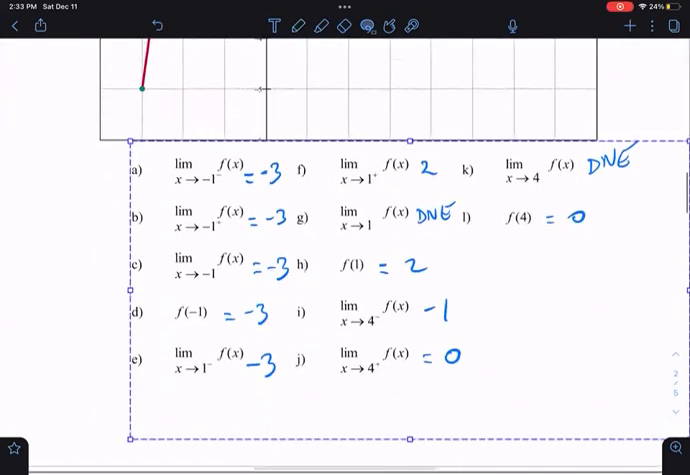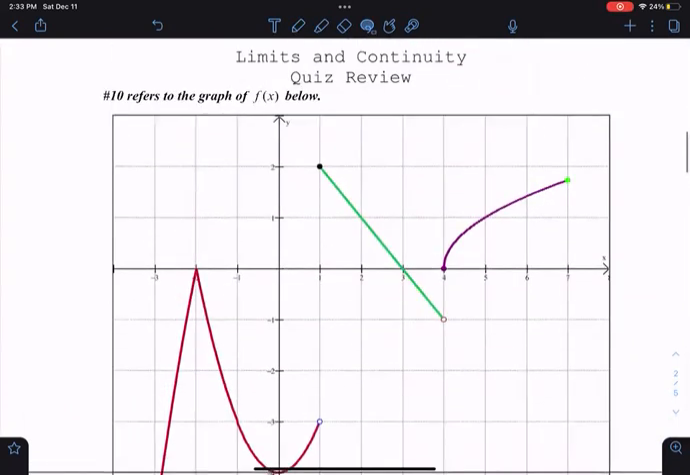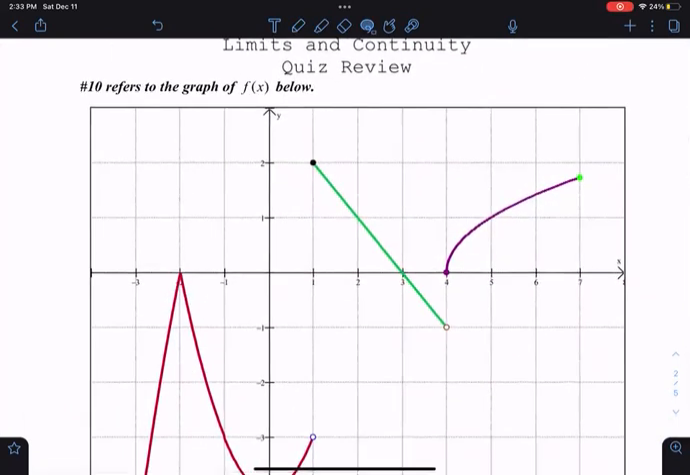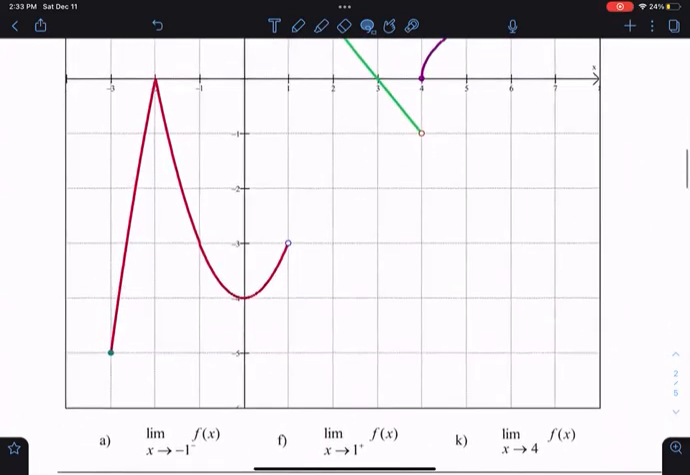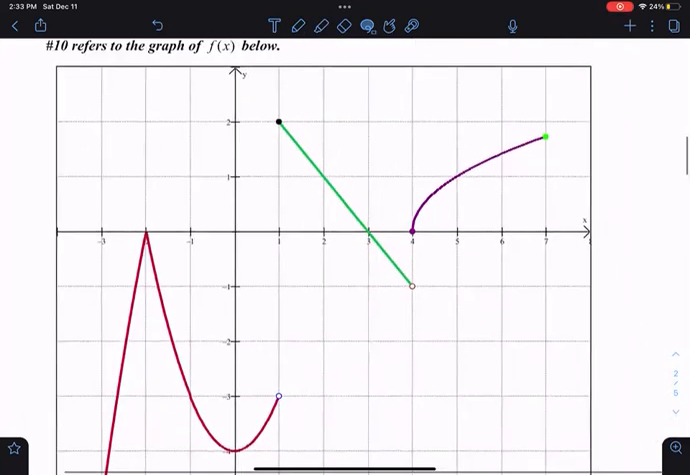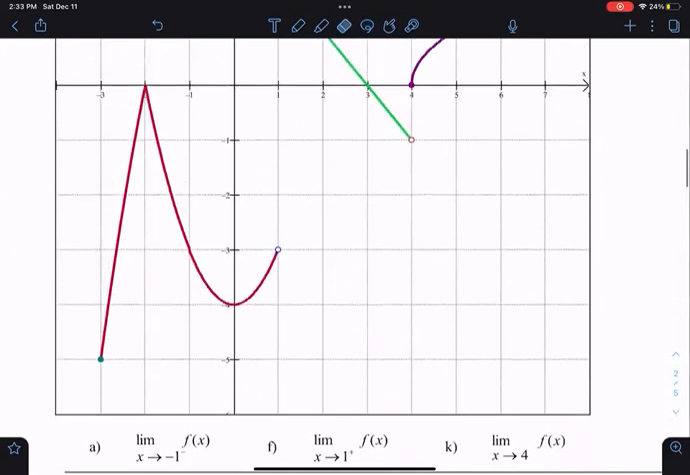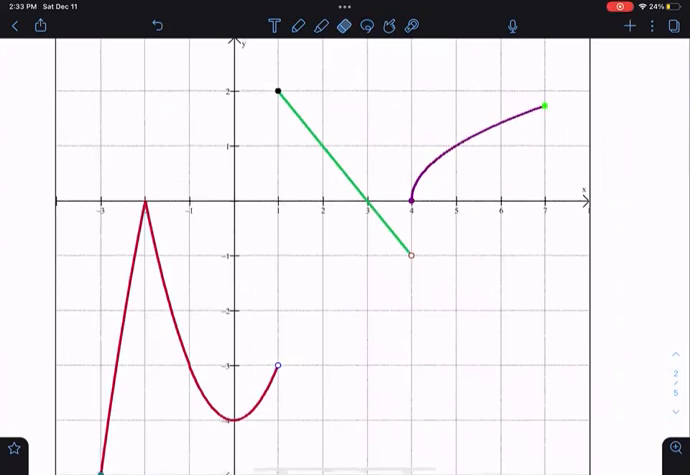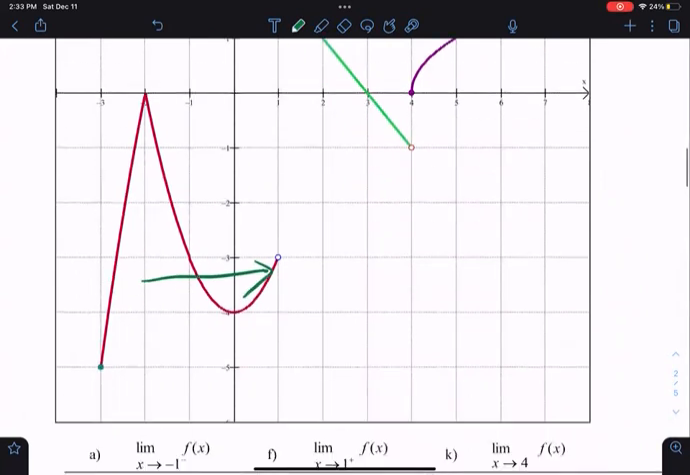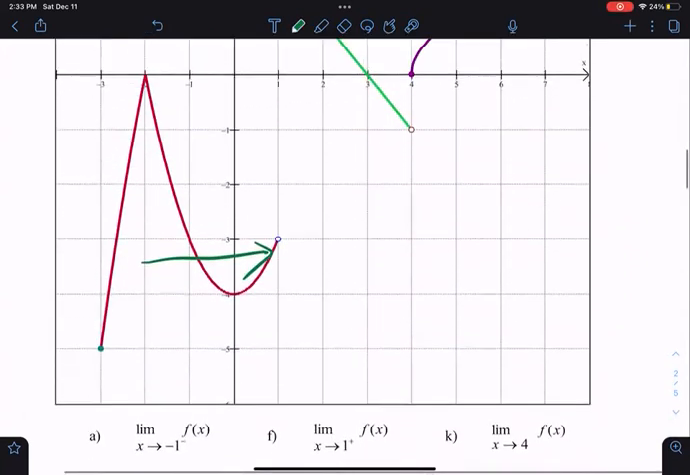Let me erase this stuff. So they're asking you here, evaluate the limit based on this graph, right? So they're asking you the limit as x approaches -1 from the left. So from the left means from here, right? This is your left. If you're watching this video, hopefully that's your left, right? So as x approaches -1 from the left, you are going this way. So from the left is this graph. So you're approaching 1 from the left. Oh, I'm sorry, -1 from the left, not 1, -1.